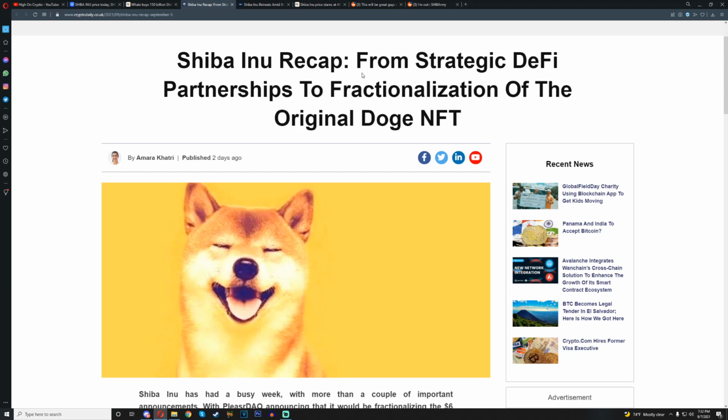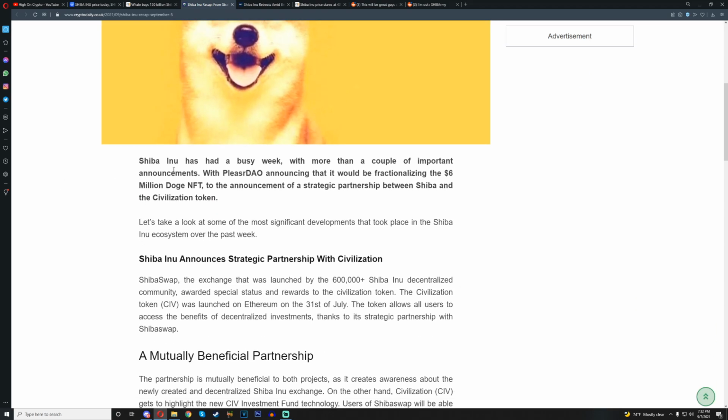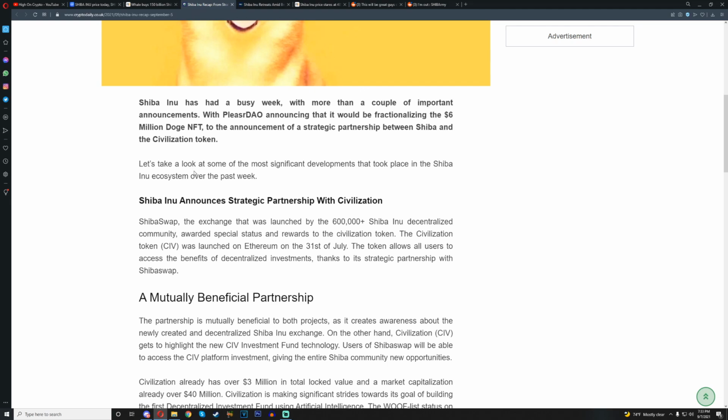Shiba Inu recap: from strategic DeFi partnerships to fractionalization of the original Doge NFT. Shiba Inu has had a busy week with more than a couple of important announcements, with PleasrDAO announcing that it would be fractionalizing the $6 million Doge NFT, to the announcement of the strategic partnership between Shiba and the Civilization token. Let's take a look at some of the most significant developments that took place in the Shiba Inu ecosystem over the past week.